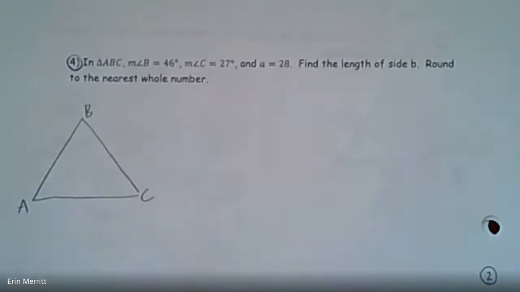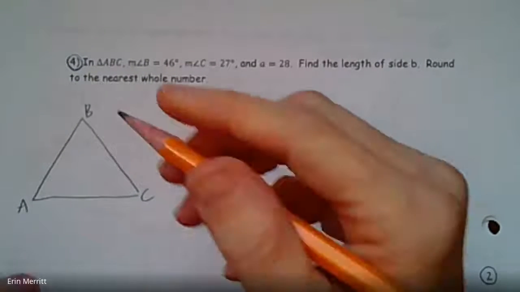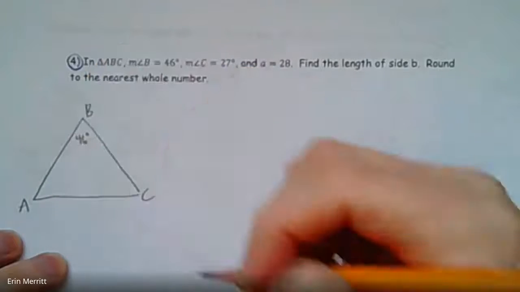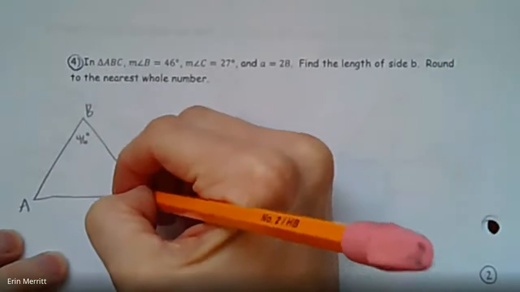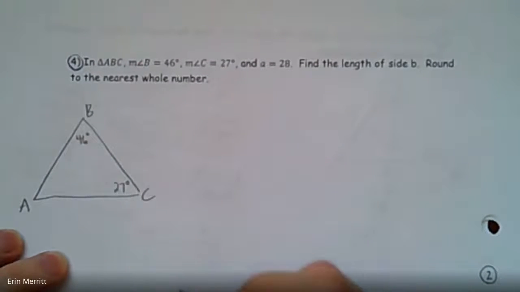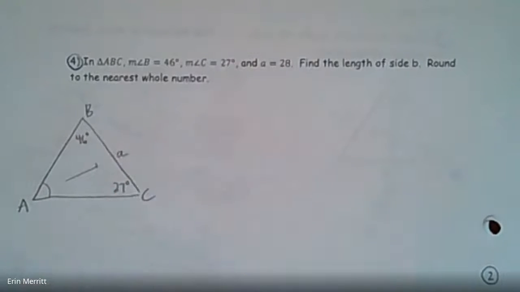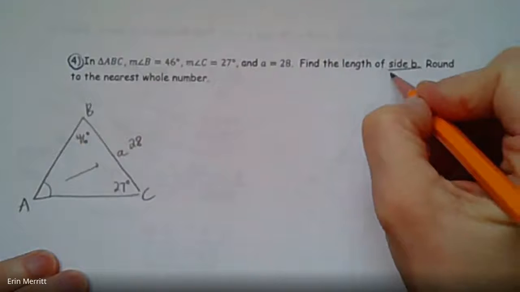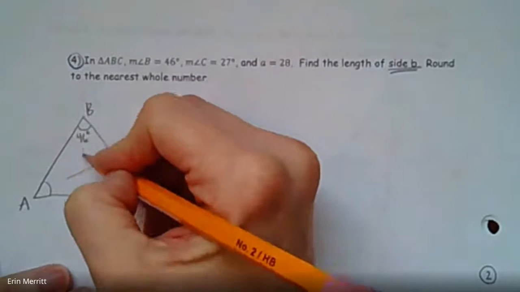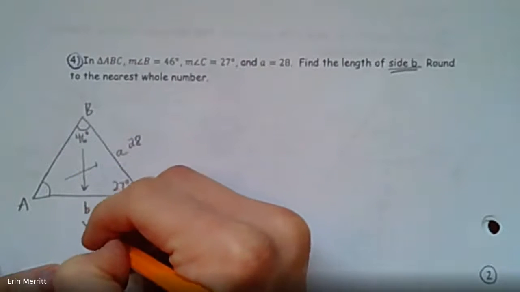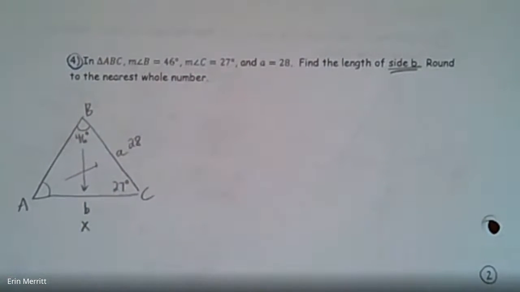All right, so hopefully you're a step ahead of me. I'm just going to label mine the same as last time, A, B, and C. Angle B this time is 46 degrees. Angle C, I've got 27 degrees. And then side A. So remember, side A is across from angle A. So that's my little a there. That would be 28. And it's asking us for the side B, so across from angle B, this is where my x is going to go.